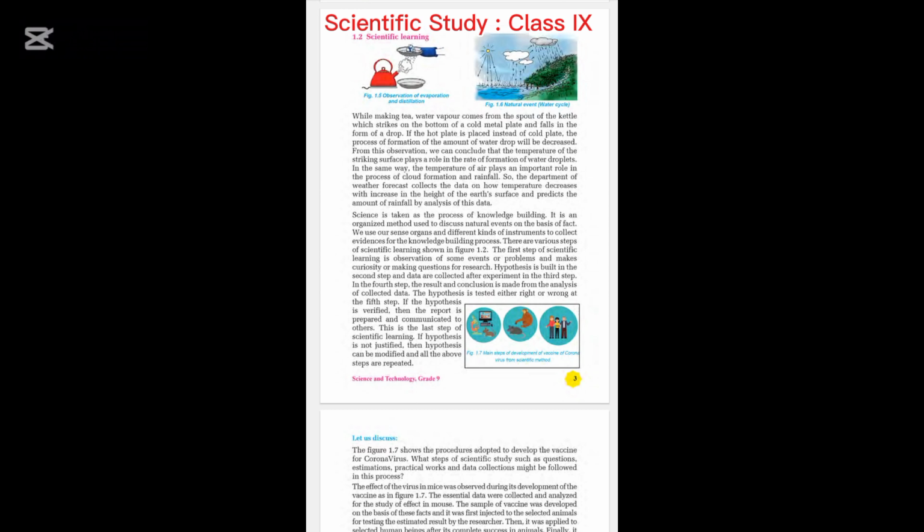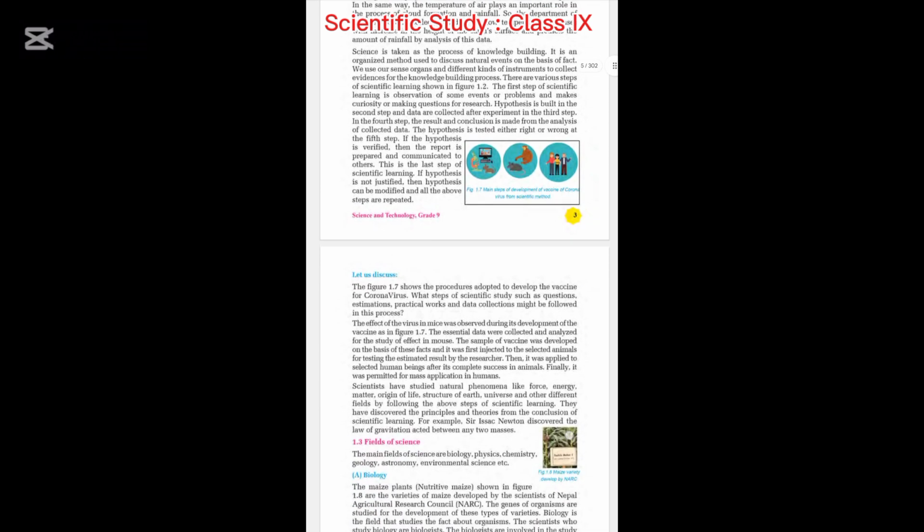The hypothesis is tested as either right or wrong at the fifth step. If the hypothesis is verified, then the report is prepared and communicated to others. This is the last step of scientific learning. If the hypothesis is not justified, then the hypothesis can be modified and all the above steps are repeated. So this talks about the method of scientific learning. How can we understand the basic phenomena that are happening in our surroundings?